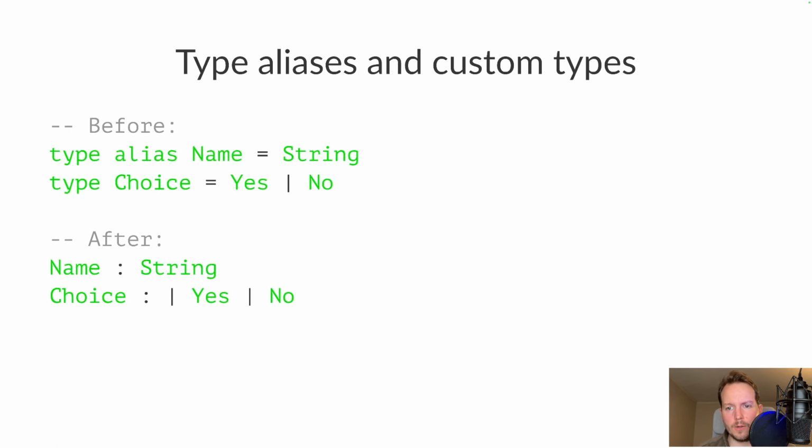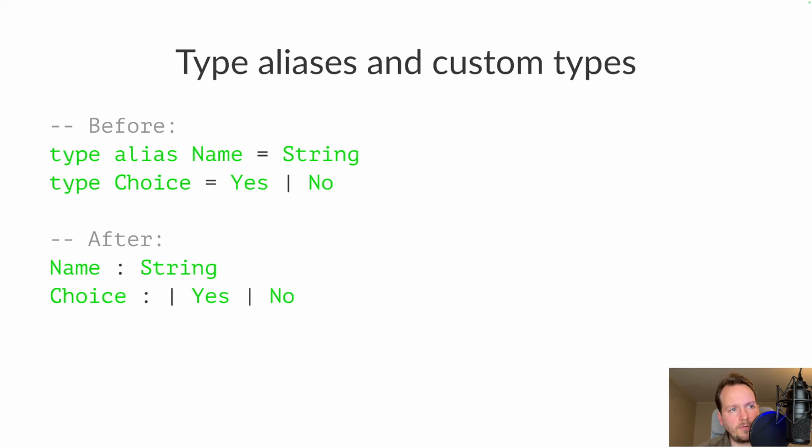I also mentioned that type aliases and custom types will change a little bit and become a little bit more equal. Before, you could see that you have to define an alias by writing type alias, name of the alias, and then what that name is an alias of, and then you can create a custom type by just writing type choice equals yes or no. The pipe operator is read as or.